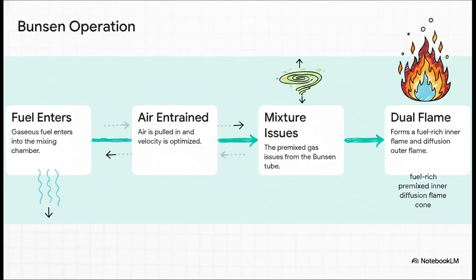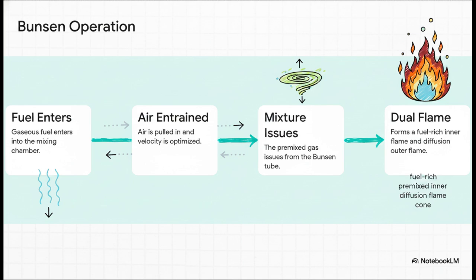Let's just pace through exactly how this works step by step. First, gaseous fuel enters from the bottom into the mixing chamber. Second, because that jet is moving so fast, air is naturally entrained, or physically pulled, into the holes at the base. This gives the air and fuel time to perfectly optimize their mixing before they even reach the top.